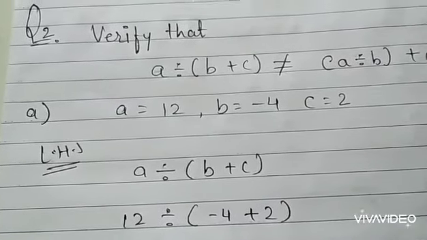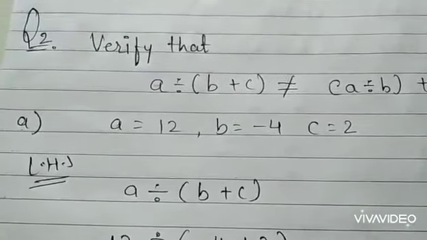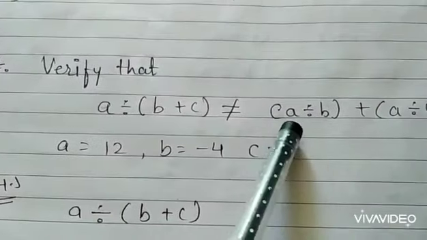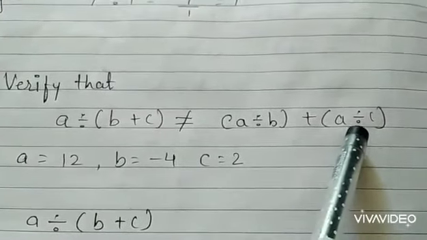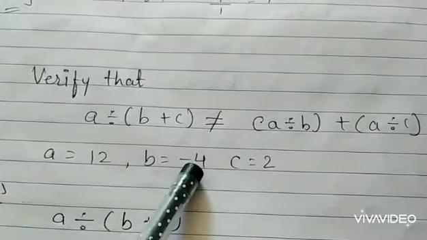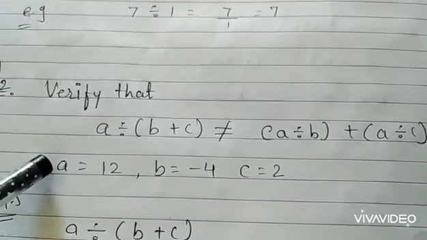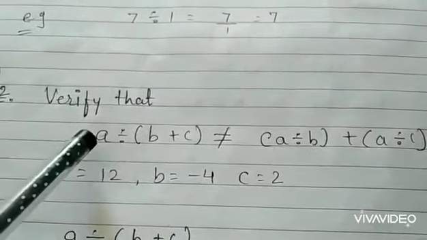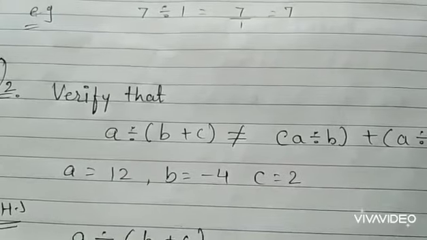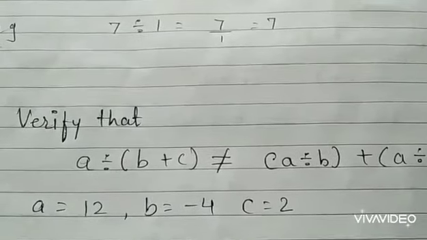Exercise 1.4, question number 2. Verify that a divided by (b plus c) is not equal to (a divided by b) plus (a divided by c), where a is equal to 12, b is equal to minus 4 and c is equal to 2. We have to put in the values given for the variables a, b and c in this sequence, and then find the answers for the left hand side and the right hand side. We have to check whether they are equal or not.